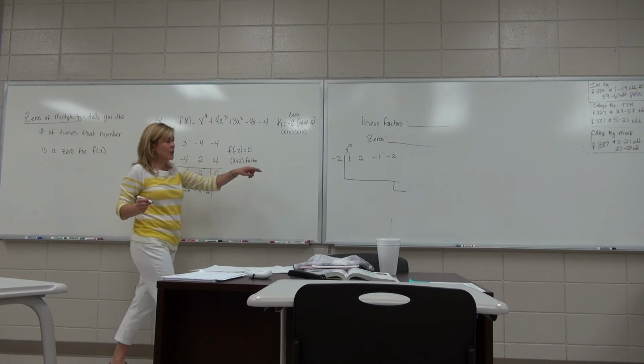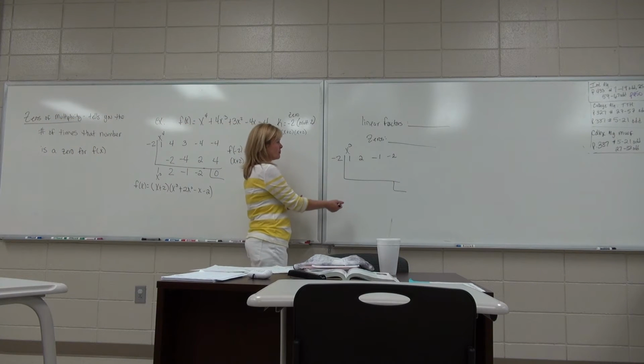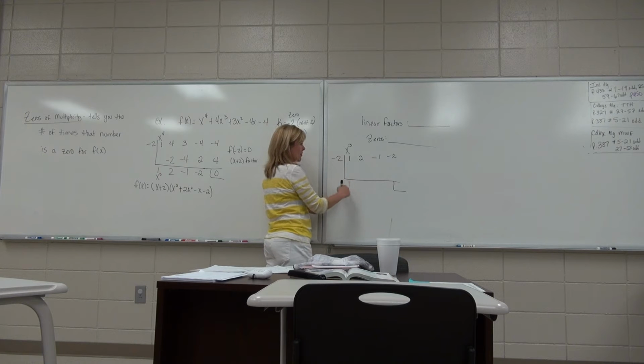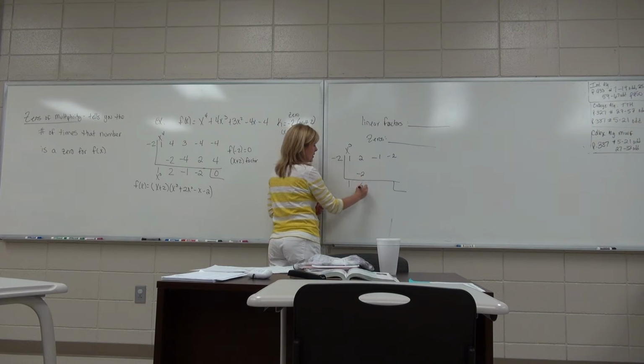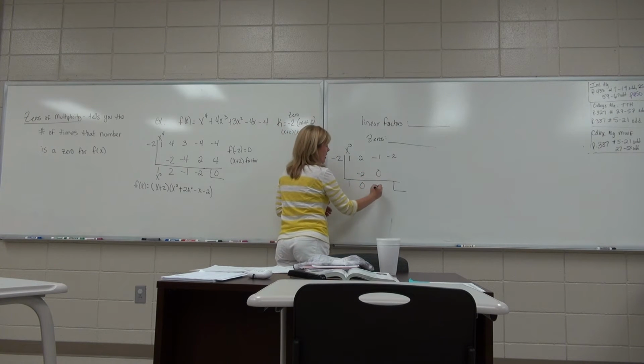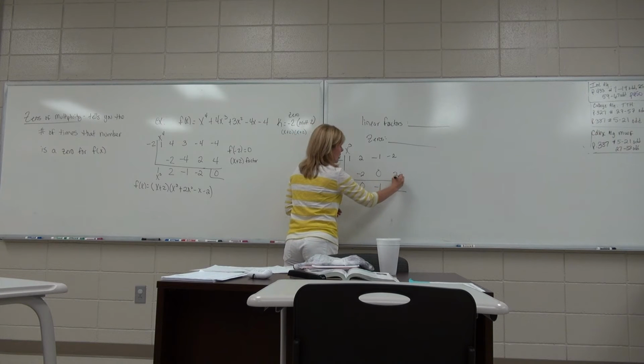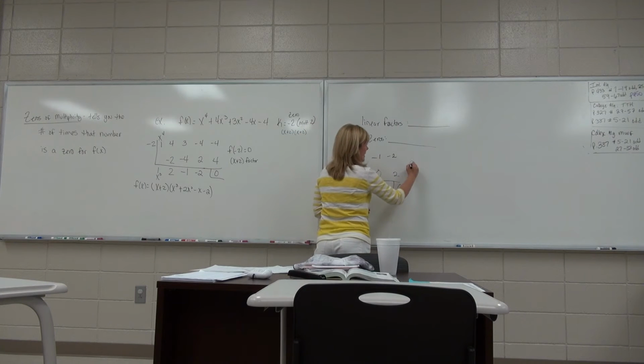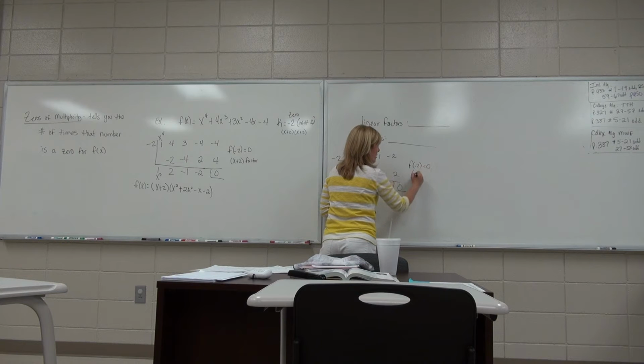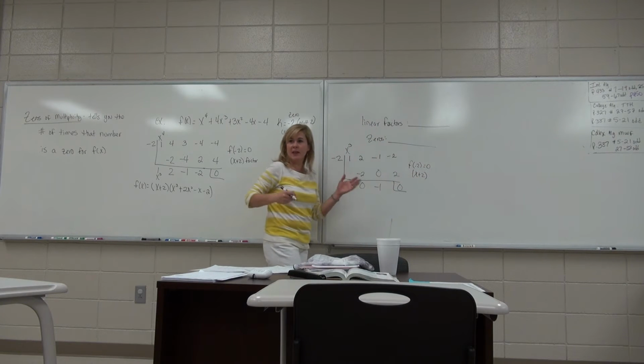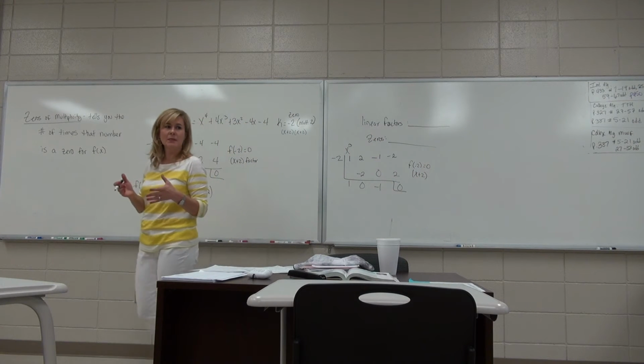So do synthetic division here. Bring down the 1. -2 times 1 is -2. 0. 0, -1, +2, 0. So once again, f of -2 is 0. So there's that x plus 2 being a factor twice. That's what the multiplicity meant.